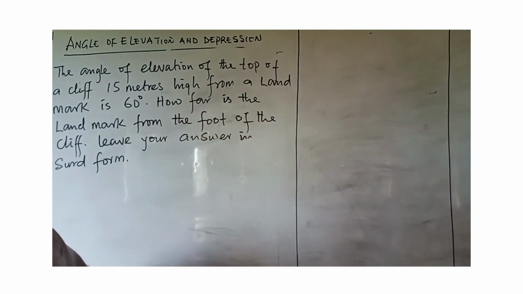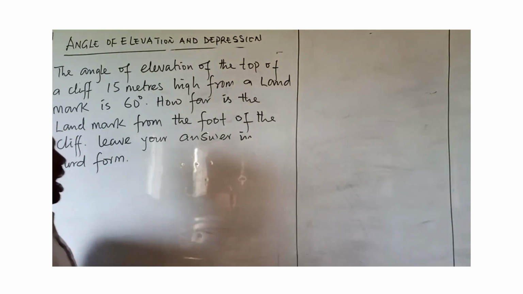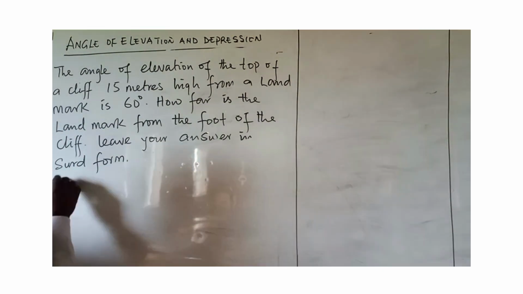The angle of elevation of the top of a cliff 15 meters high from a landmark is 60 degrees. How far is the landmark from the foot of the cliff? Leave your answer in short form. We have to represent this in a diagram.